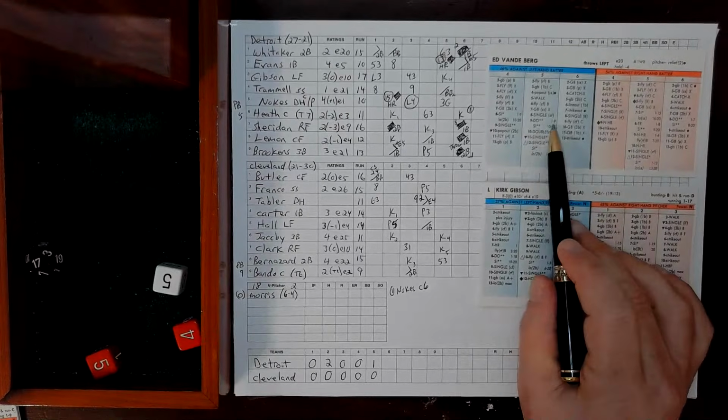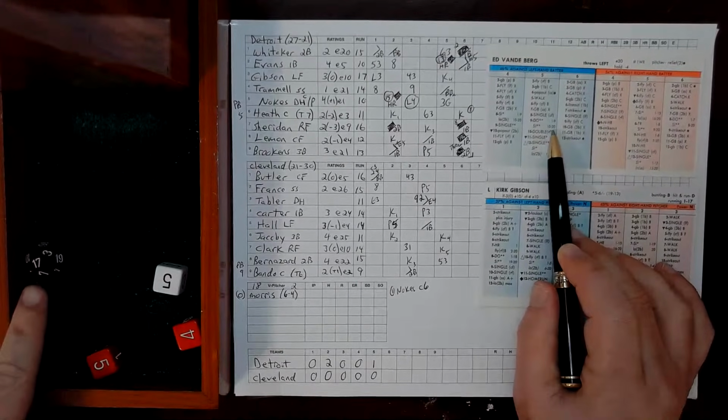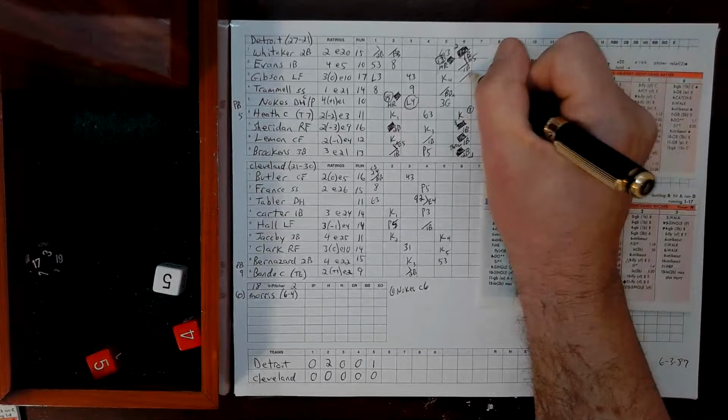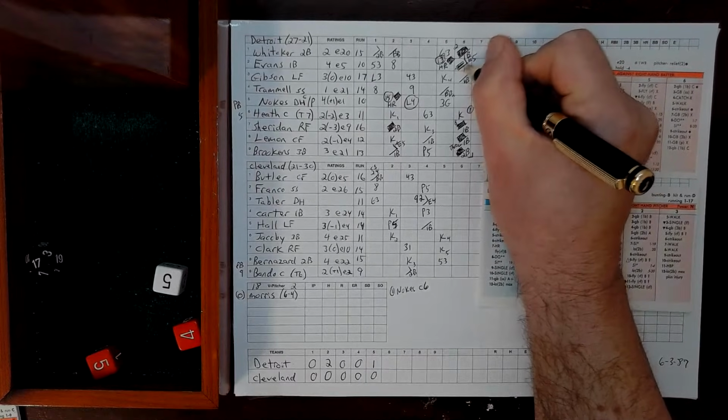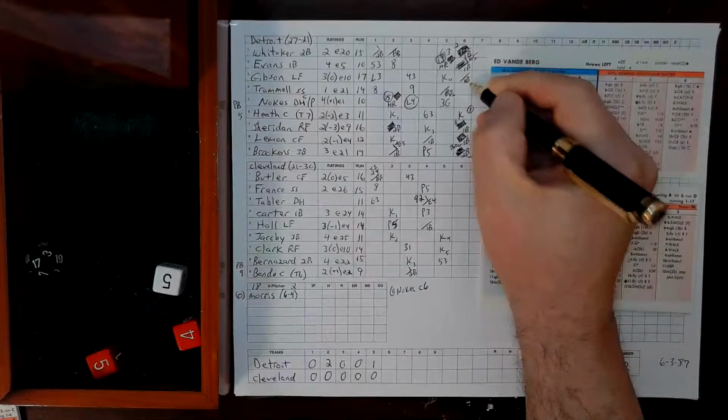5-9, and that's trouble again. 1 to 9 is a double. 10 to 20 is a single. That's a single. It's a 2-star single, so that will score Evans. It is now 7-0 Tigers. And Vandenberg is going to come out.